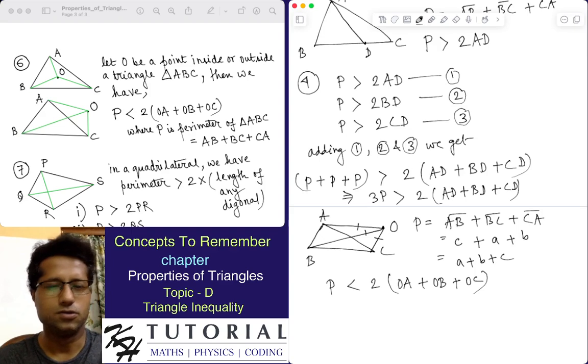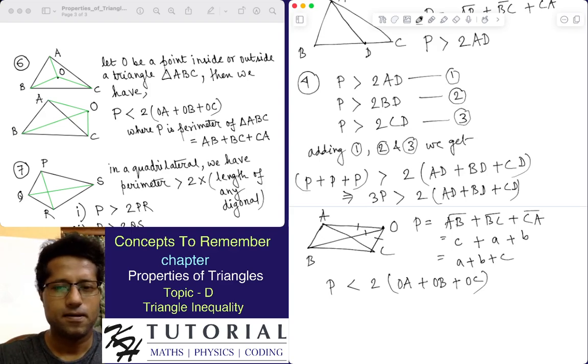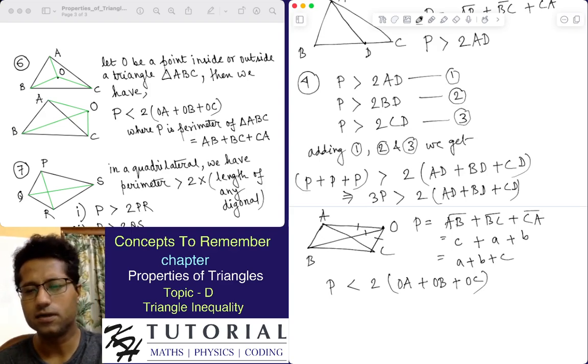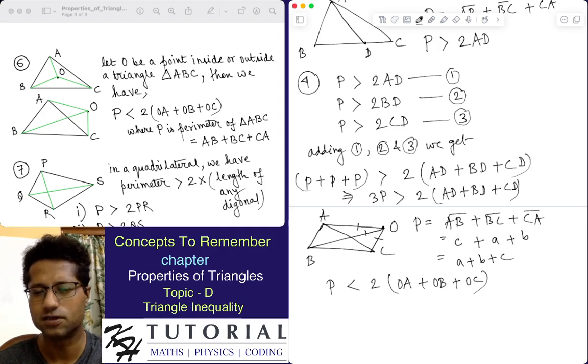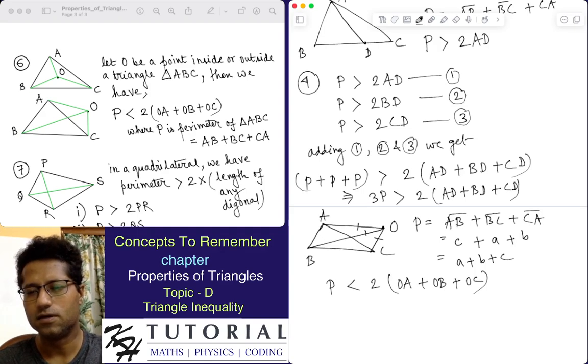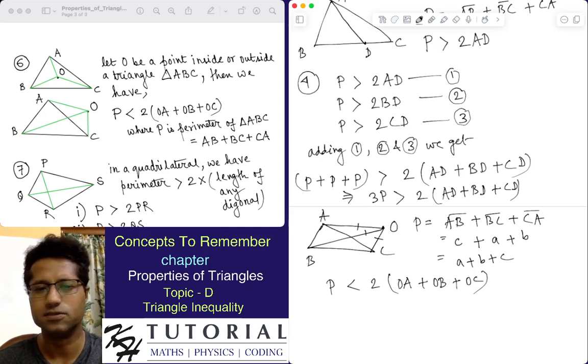Okay, so this is point number 6. This is regarding a point O lying inside the triangle ABC or outside the triangle ABC, and we have this relation between the perimeter of the triangle and the length of the line segments formed by connecting the point O with the vertices of the triangle ABC.